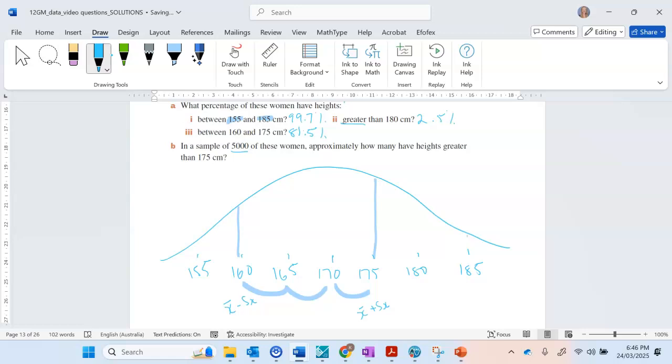All right, question B. In a sample of 5,000 of these women, approximately how many have a height greater than 175? So let's find 175, there it is. We want greater than that. So we're looking at 1 standard deviation above the mean.